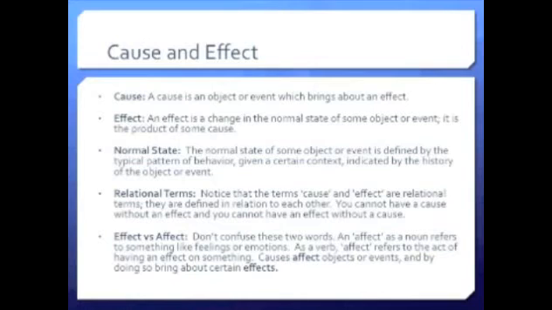The normal state of some object or event is defined by the typical pattern of behavior indicated by the history of the object or event. So when we want to know what the cause is of a particular effect, we are interested in finding out what object or event was responsible for bringing about a change in some other object or event. Notice that the terms cause and effect are relational terms. They are defined in relation to each other. You cannot have a cause without an effect, and you cannot have an effect without a cause.